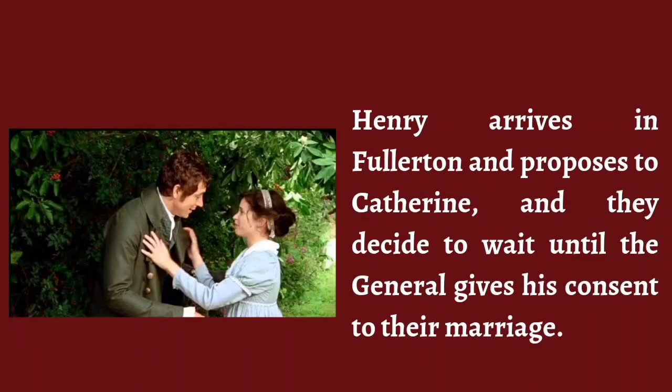Catherine mopes around, despondent, until suddenly Henry arrives in Fullerton and proposes to her. Henry explains that his father's behavior was due to John Thorpe. In Bath, when John thought Catherine loved him, he had told General Tilney that Catherine was from a very wealthy family.